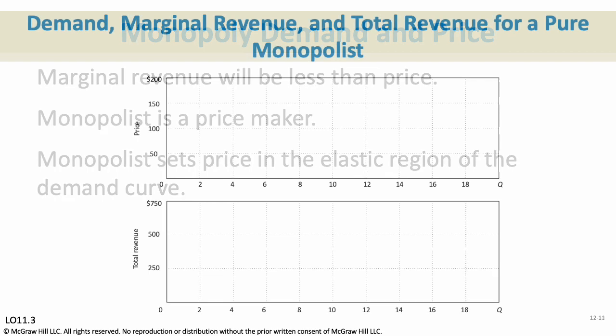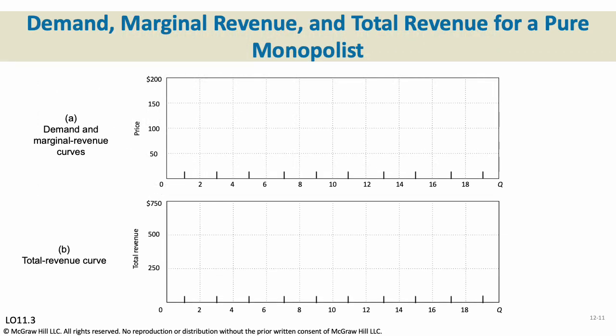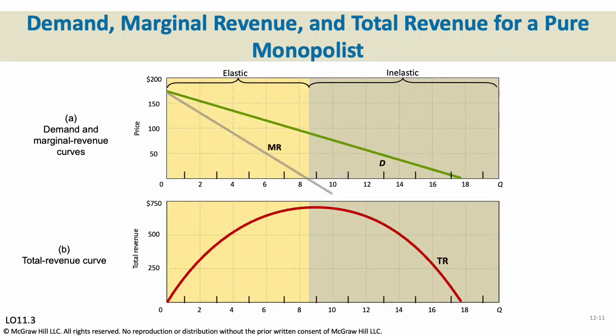And that's what we're going to look at right here. This graph reflects the demand, marginal revenue, and total revenue for a pure monopoly. Because it must lower price on all units sold in order to increase its sales, an imperfectly competitive firm's marginal revenue curve lies below its demand curve. Elastic and inelastic regions of demand are highlighted in the graph. In the elastic region, total revenue is increasing and marginal revenue is positive.